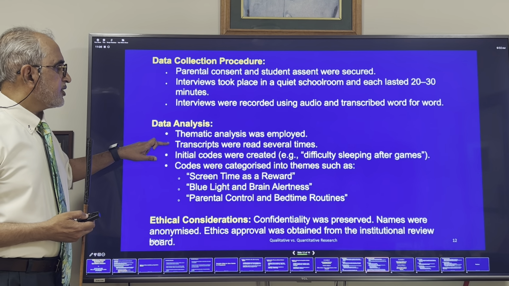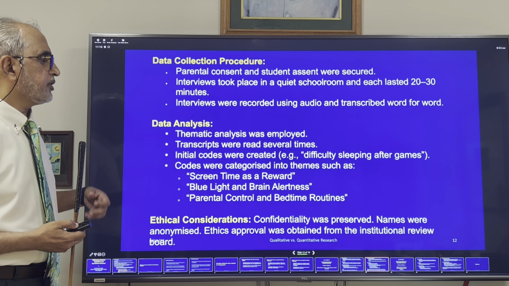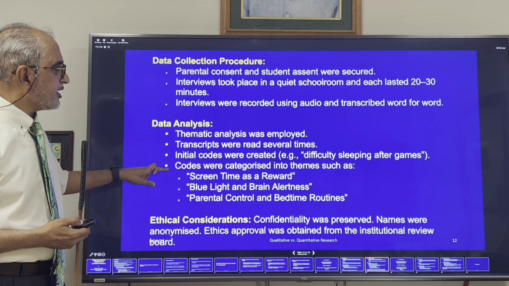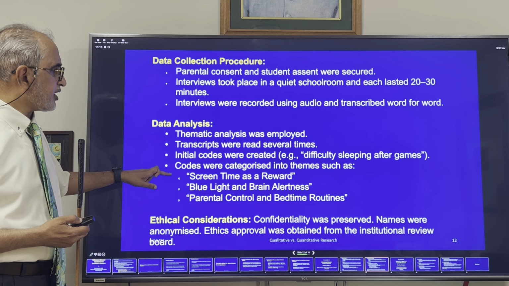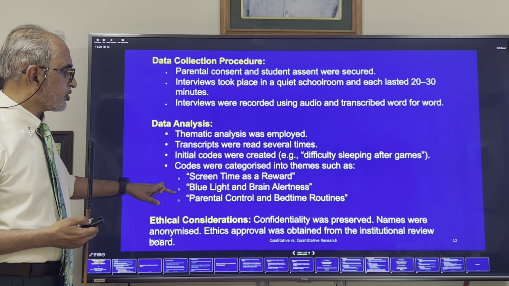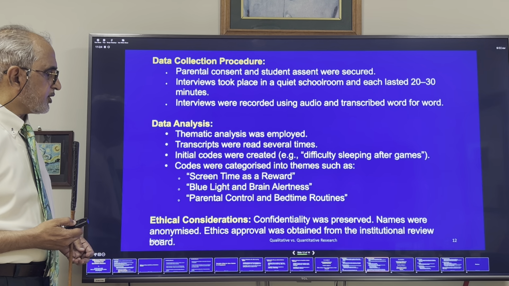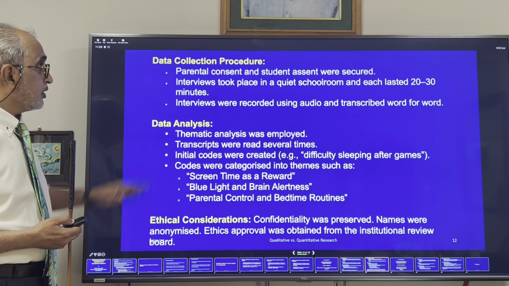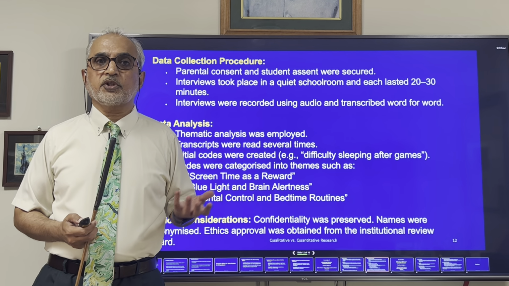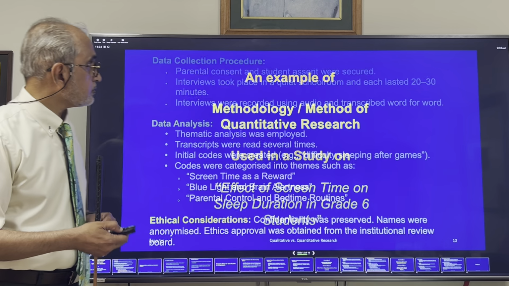Transcripts were read several times. Initial codes were created. For example, in our case, it could be difficulty in sleeping after games. Codes were categorized into themes such as screen time as a reward, blue light and brain alertness, parental control and bedtime routines. Obviously, ethical considerations were considered. All these headings under methodology, we are going to discuss in detail in subsequent videos.